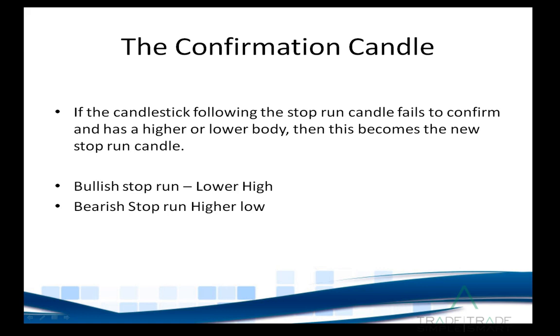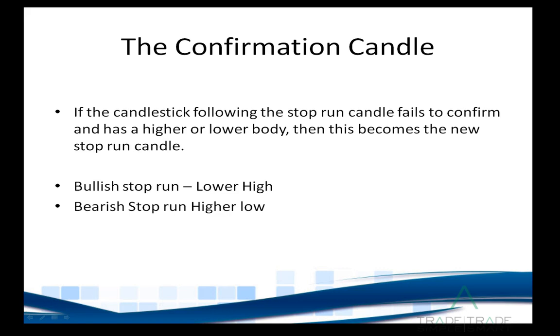Now, if the candlestick following the stop run candle fails to confirm and has a higher or lower body, then this becomes the new stop run candle. So in the case of a bullish stop run, we see a stop run of the lows, and the second candle fails to confirm higher and it produces a lower high. This candle will become the new stop run candle, and we will label this as candle 1.